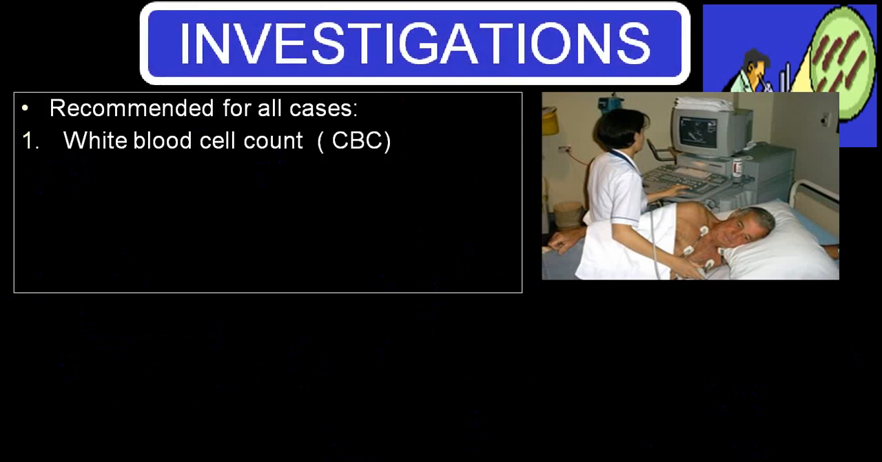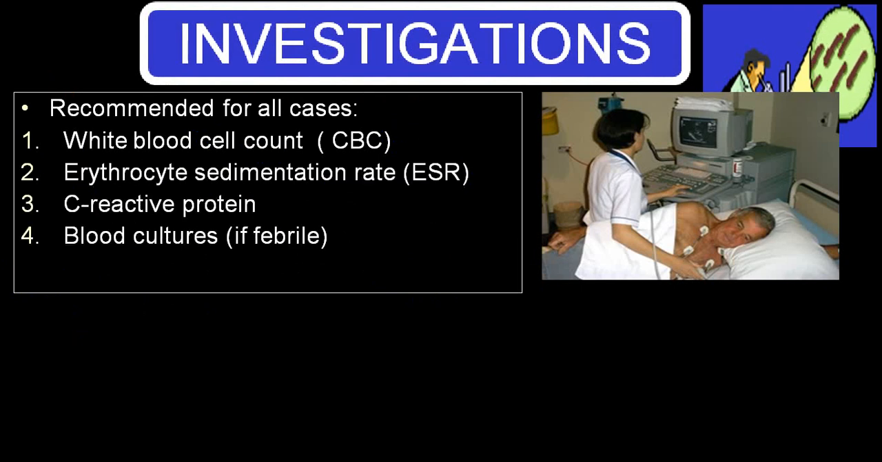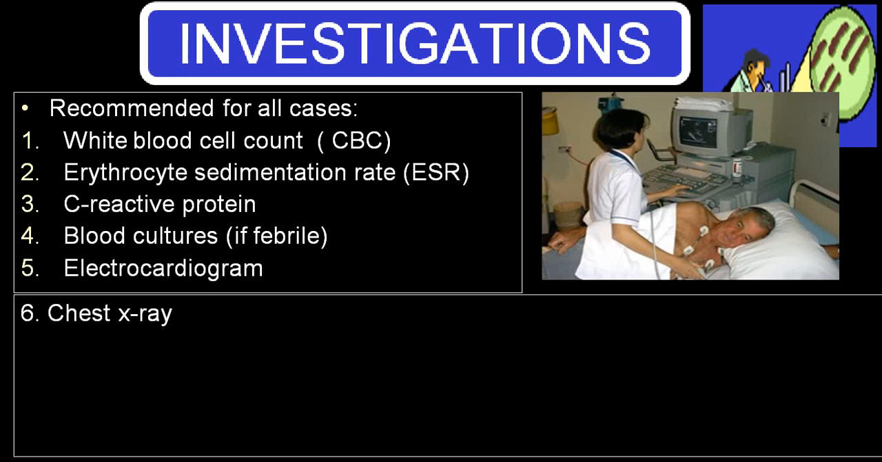CBC is very useful. Leukocytosis goes in favor. ESR high also goes in favor. C-reactive protein, blood culture positive, and PR interval prolongation in ECG. Chest X-ray is not confirmatory, but cardiomegaly with signs of CHF.